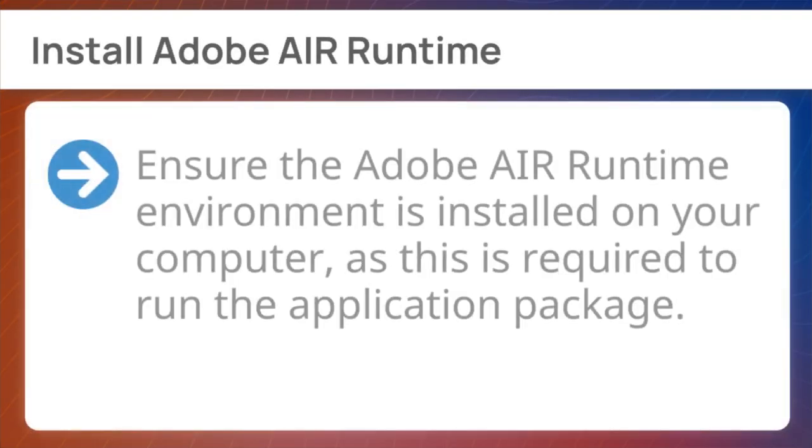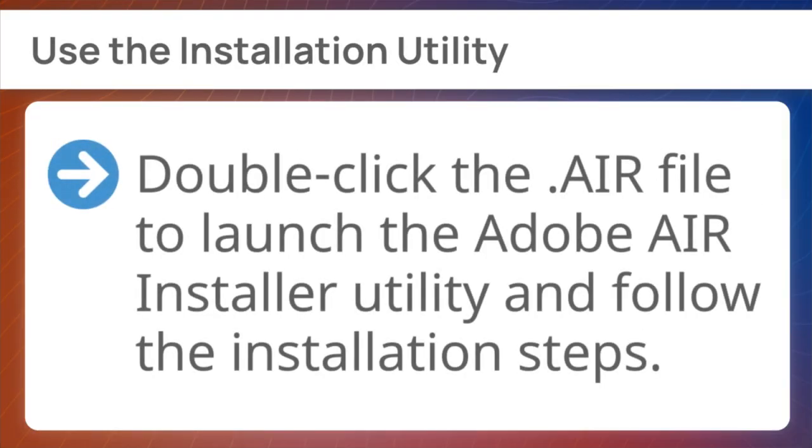First, install Adobe AIR Runtime. Ensure the Adobe AIR Runtime environment is installed on your computer, as this is required to run the application package. Next, use the installation utility. Double-click the AIR file to launch the Adobe AIR installer utility and follow the installation steps.